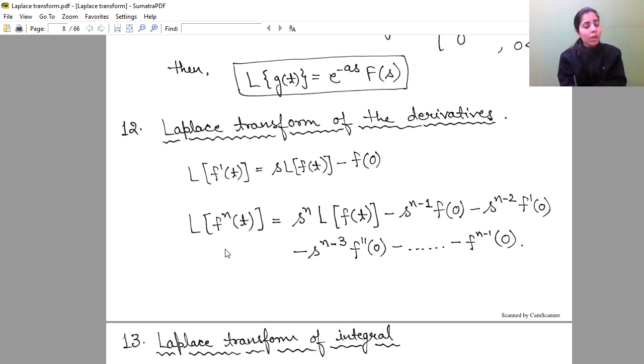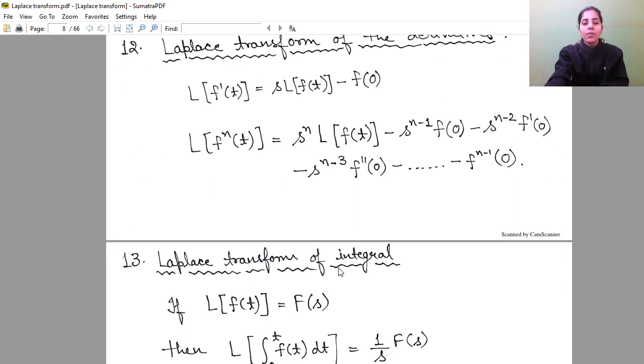Clear? If a higher order derivative is given to you, you just need to consider this one and write the expression in exactly the same manner, just by putting that particular value of n, depending on what order derivative is given to you.